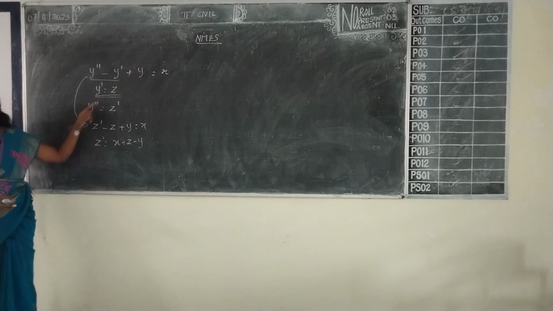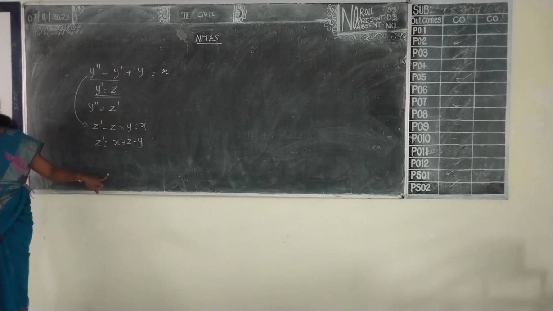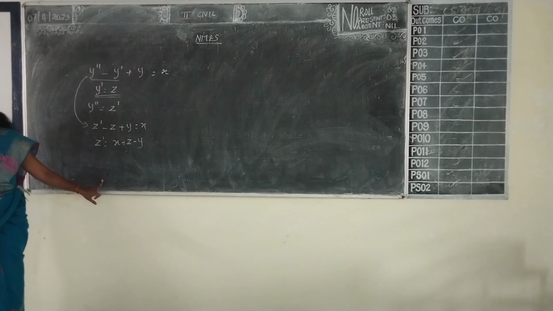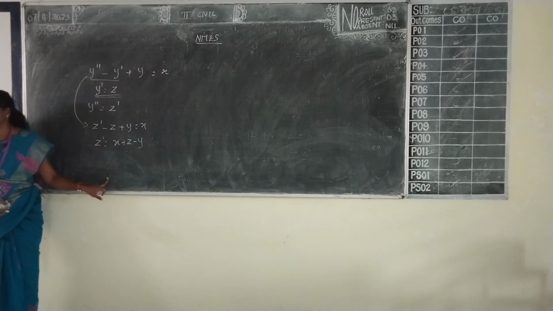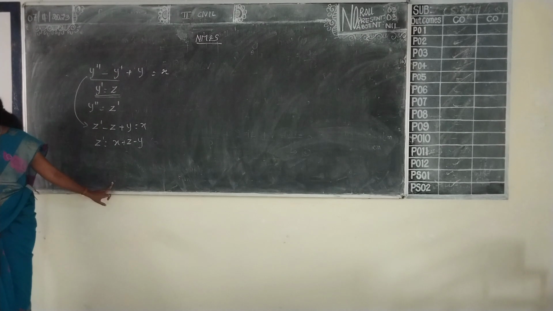So we are getting two first order differential equations. You know the formula for the simultaneous equations. You have to solve it and find the corresponding unknown value. Okay? So this is the procedure to convert a second order differential equation to two first order differential equations. Can you understand? Any doubt?